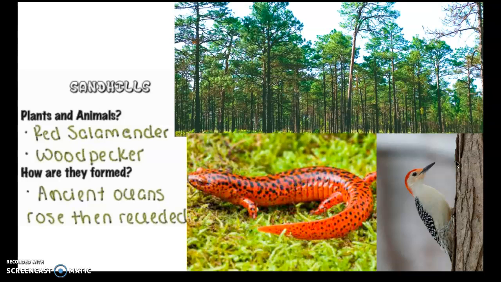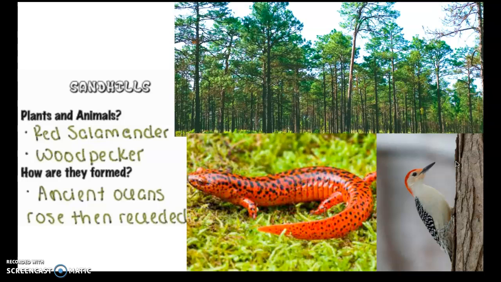They were formed once when the ancient oceans rose and then receded. So we talked about North Carolina's history. Remember, the coastal plains used to be covered in water, as well as a good portion of the state, a little bit of the Piedmont. And as the oceans rose, they eroded away the mountains, and a lot of that was dropped into the Piedmont region. So that's how we get the sandhills. It's generally characterized by really, really sandy soil.